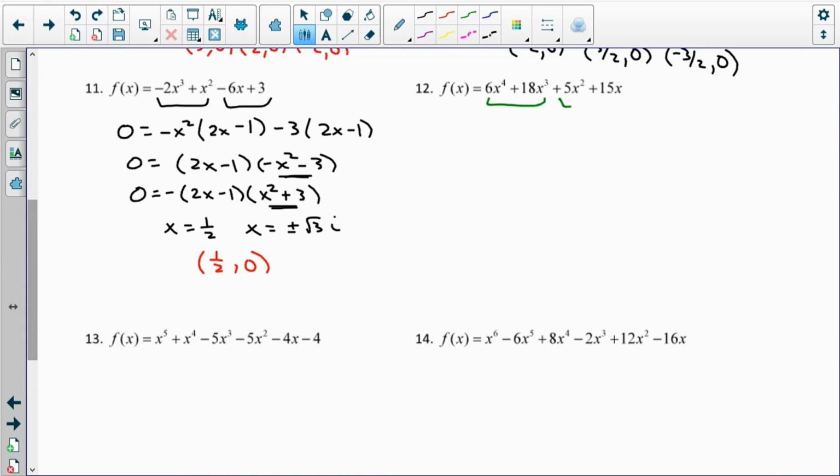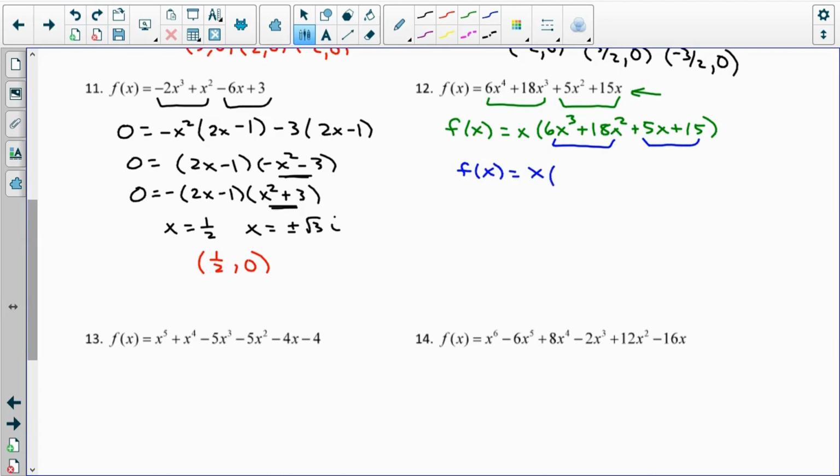Number 4, I will group these. Oh, there's a GCF. We need to be careful. So f of x equals x times 6x to the third plus 18x squared plus 5x plus 15. Now I will group these two binomials. f of x equals x times, the greatest common factor of this is 6x squared, and I'm left with x plus 3. And then the greatest common factor of this is 5. I'm left with x plus 3.